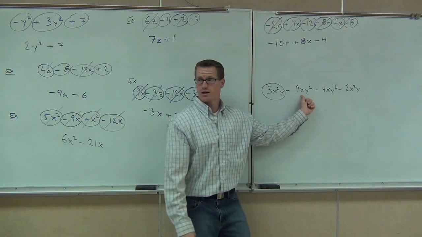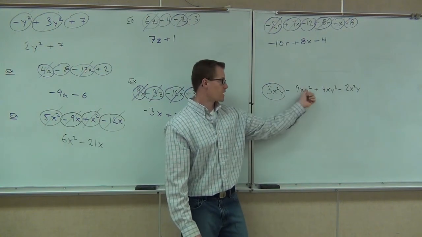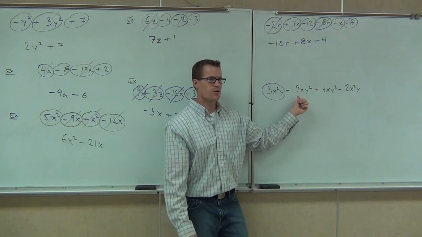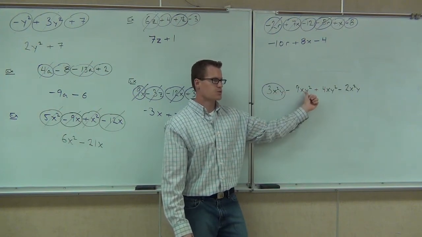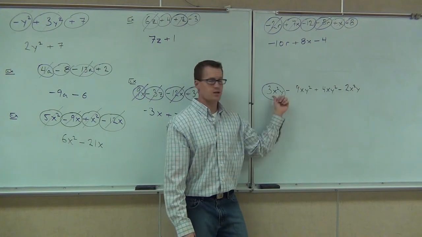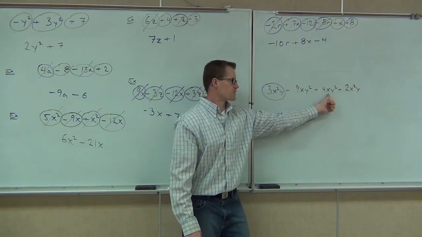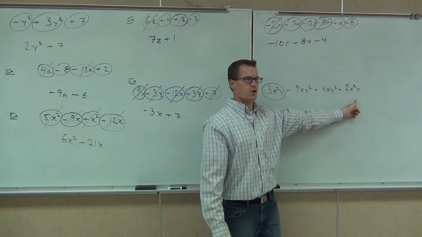No. They're close, right? I mean, look at that. Squared y. There is a square in both. There's an x, there's a y in both. But this x is being squared, this x is not. This y is being squared, this y is not. So these are not like terms. These are not like terms. These ones, those are like terms, though.